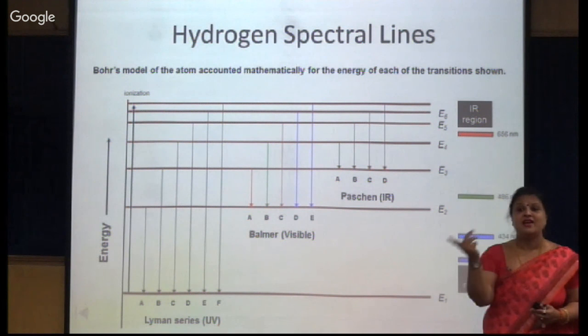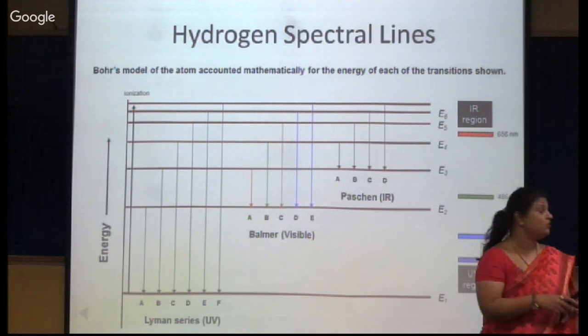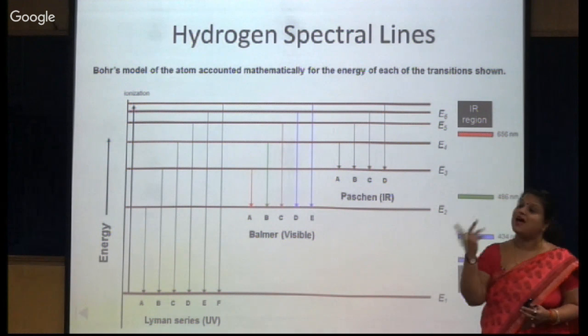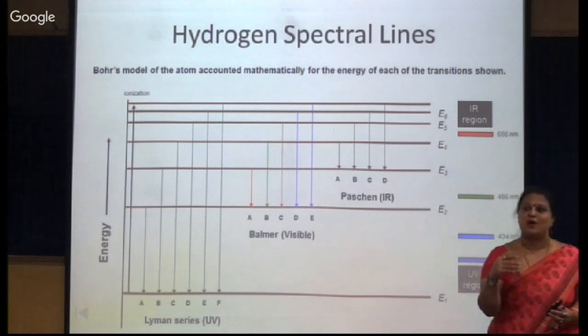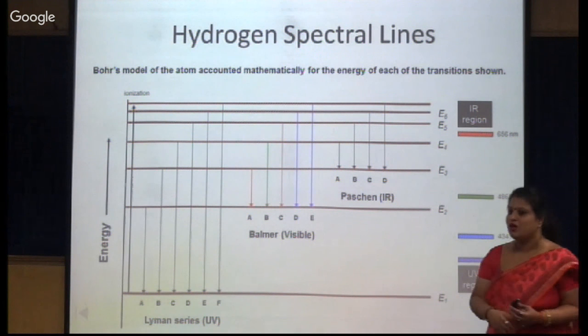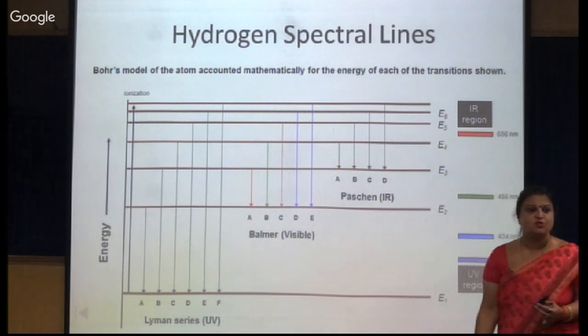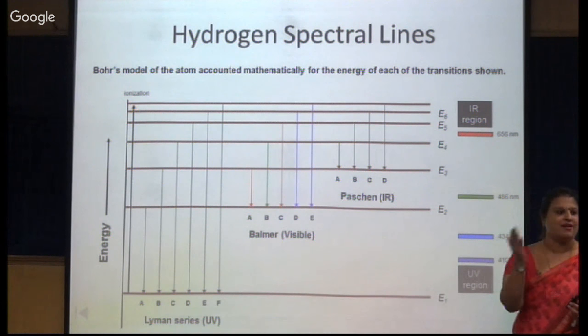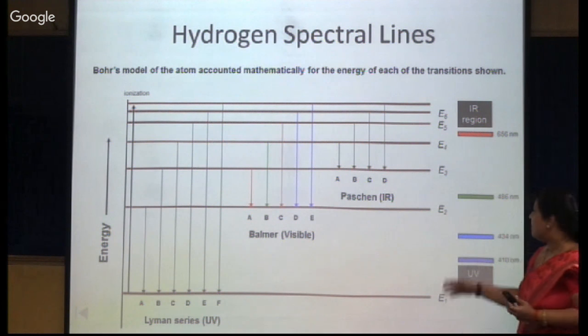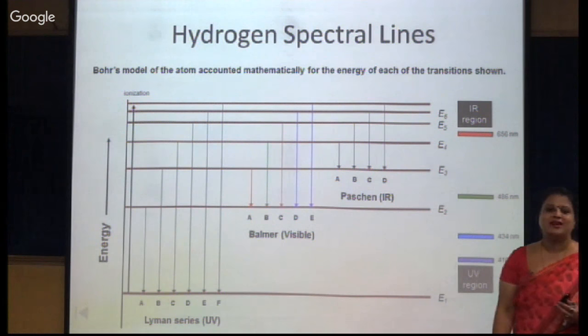If n initial and n final remain the same, the magnitude will be the same. It is only the sign that changes. If it is negative, energy is released. If it is positive, energy is absorbed. Then we have the Balmer series, which is the only series in the visible region, where the electron moves from the second shell to a higher one or vice versa. Then we have Paschen, where the electron moves from the third shell to a higher one or vice versa.